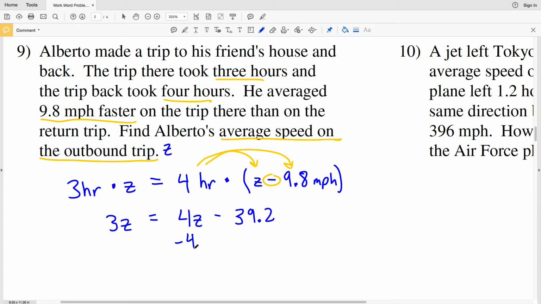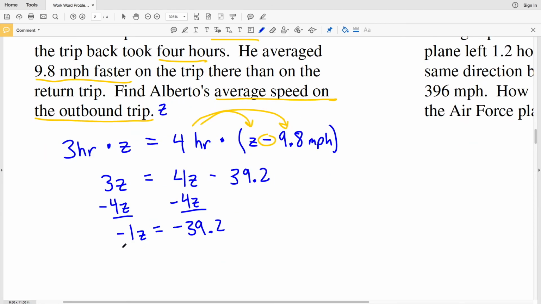So when we subtract 4z from both sides, we'll get that negative 1z is equal to negative 39.2. Our final step is to divide both sides by negative 1 to get that z, Alberto's average speed on the outbound trip, is equal to a positive 39.2, and that's miles per hour.